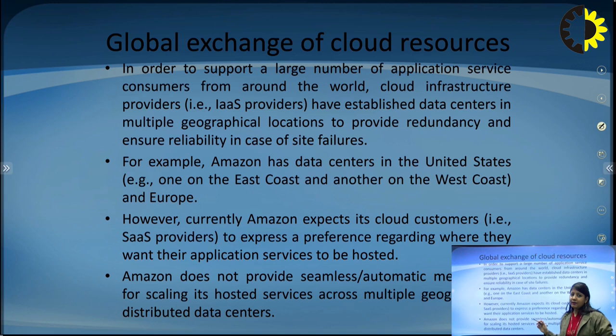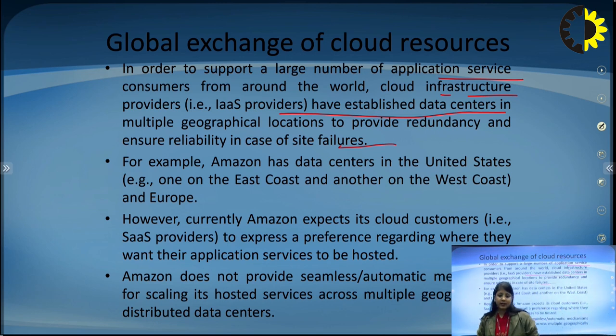So global exchange of resources means, in order to support a large number of application service consumers from around the world, cloud infrastructure providers, meaning IaaS providers, infrastructure as a service providers, have established data centers. I already told you we have different data centers of different vendors. When we combine these data centers from different geographical locations, users from a broad area can get access to the cloud services, and it ensures reliability in case of site failure. If one server fails, then another server will wake up to take over the services.